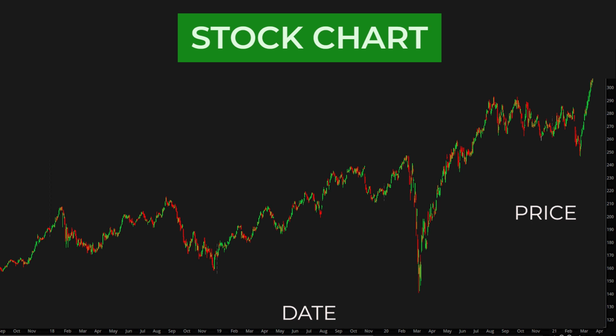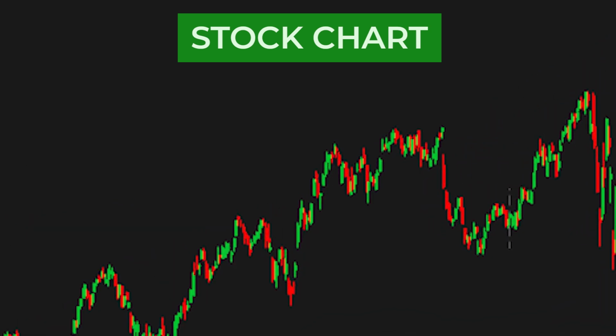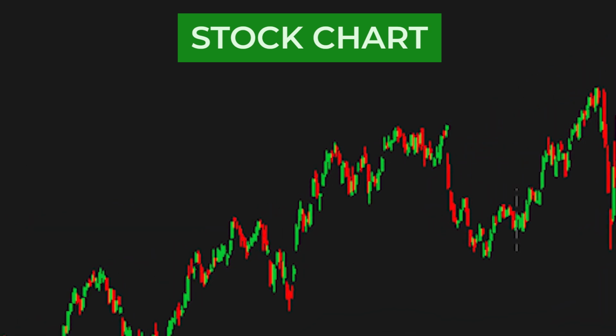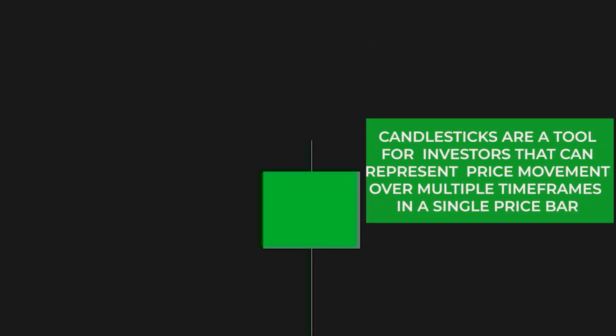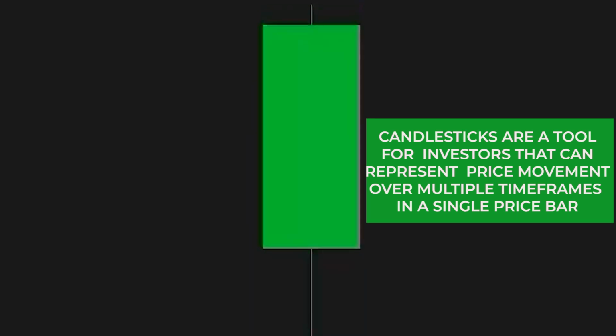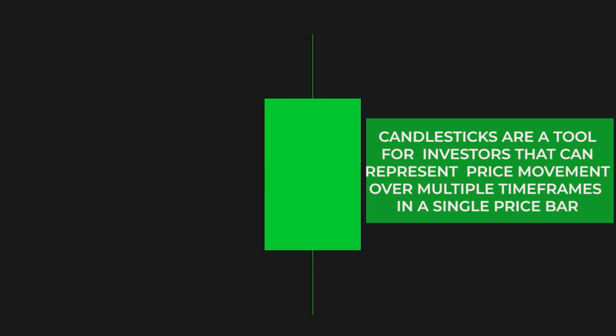When we zoom in, we see a series of green and red bars with different shapes. These are called candlesticks. Candlesticks are a tool for investors that can represent price movement over multiple time frames in a single price bar. Green candlesticks typically represent price action that has gone up during the period. Red candlesticks represent the downward price direction. This is the body of the candlestick, and these are the tails.